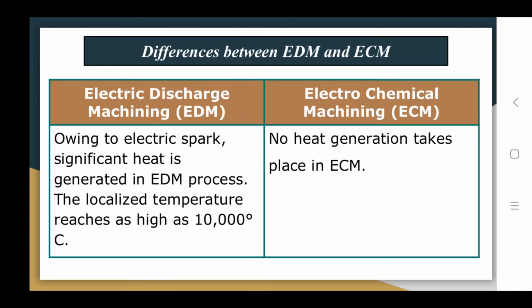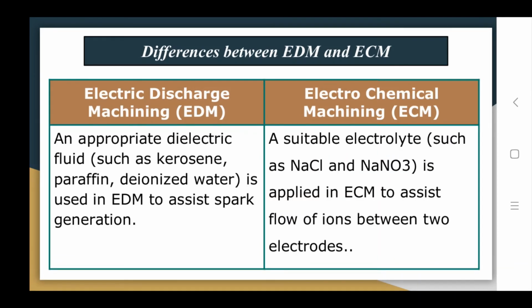Second, in EDM, owing to the electric spark, significant heat is generated, and the localized temperature reaches as high as 10,000 degrees Celsius. But in ECM, no heat is generated. In EDM, an appropriate dielectric fluid such as kerosene, paraffin oil or deionized water is used to assist the spark generation. In ECM, a suitable electrolyte such as NaCl or NaNO3 is applied to assist the flow of ions between the two electrodes.